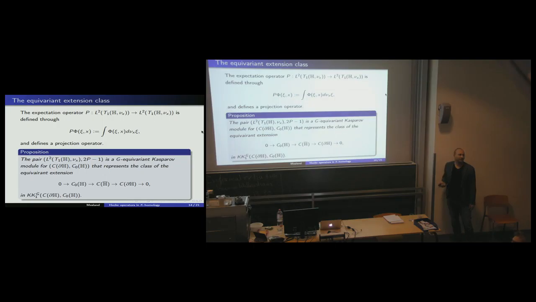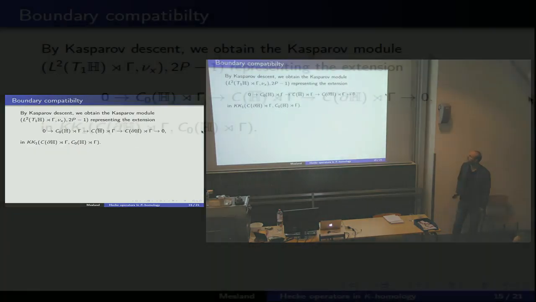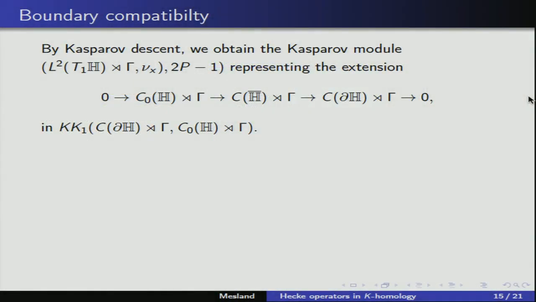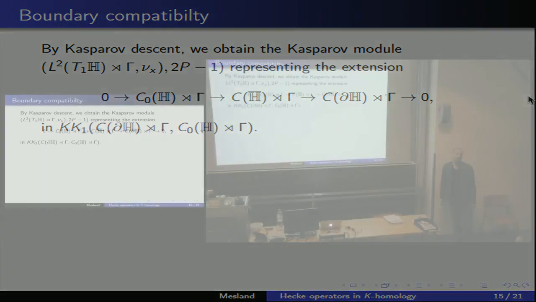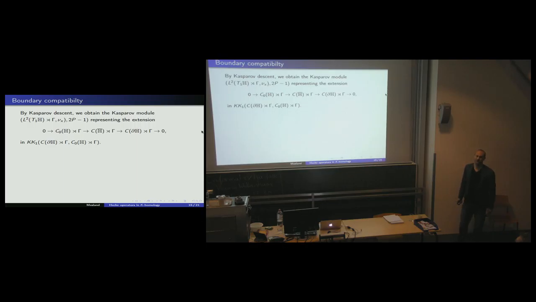Then there is a construction called Kasparov descent, which means that if you have equivariant classes, you can always get classes for the cross products. This is a standard procedure. The way you do this is basically taking a cross product of the module. I'm not going to bore you with the details, but this is now easy to do. That gives you a very concrete representative of the cross product extension, which gives you the boundary maps in that sequence.